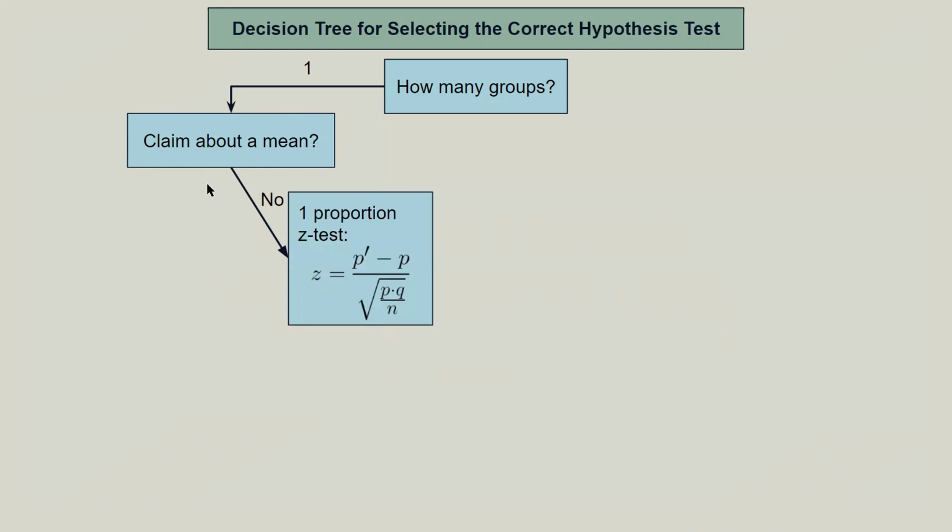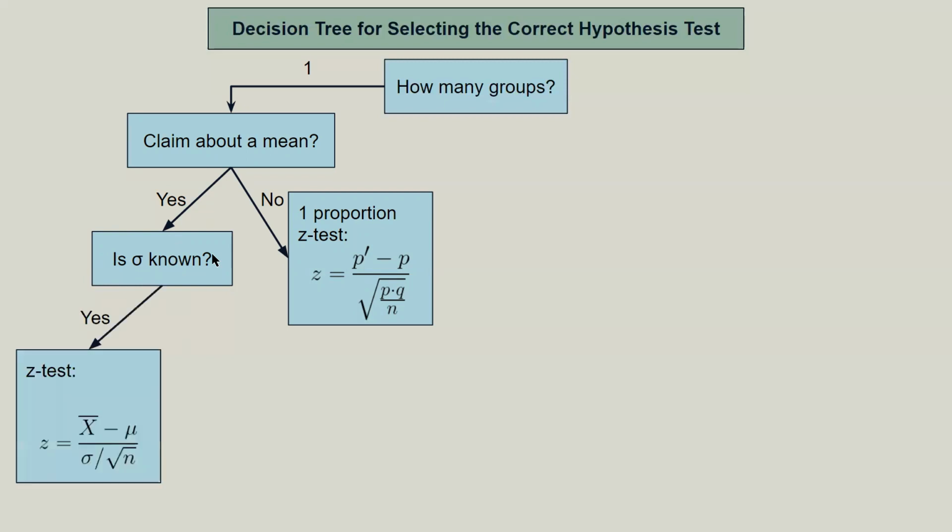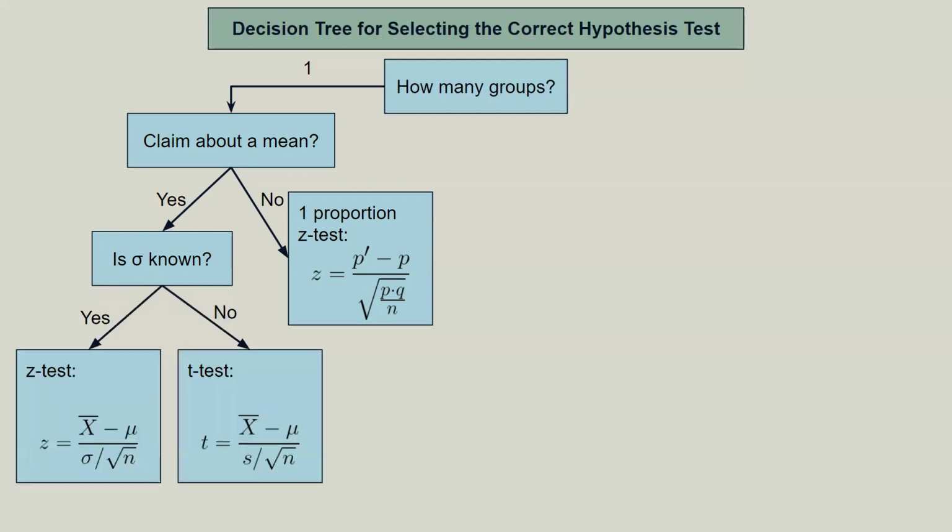If it is a claim about the mean, you have to look at the standard deviation next. Do we know the population standard deviation? Just like with confidence intervals last week, if the answer is yes, we use a z-test. If the answer is no, we use a t-test. And I'm hoping that those formulas in those boxes look familiar. Those are the same z and t scores that we've been looking at for the last few weeks. Z-test for a mean, t-test for a mean, z-test for a proportion, very similar to confidence intervals for those three quantities.